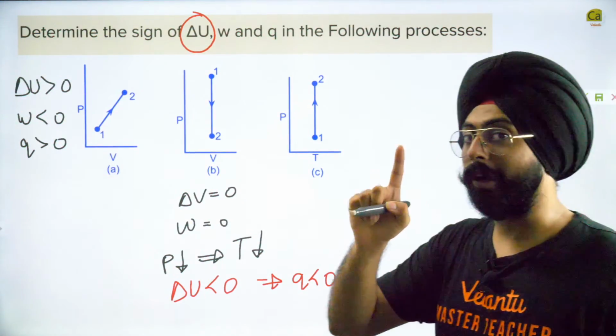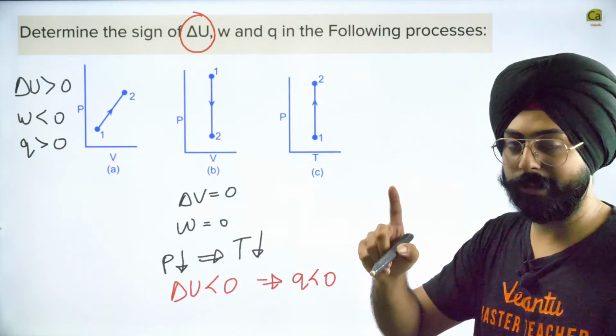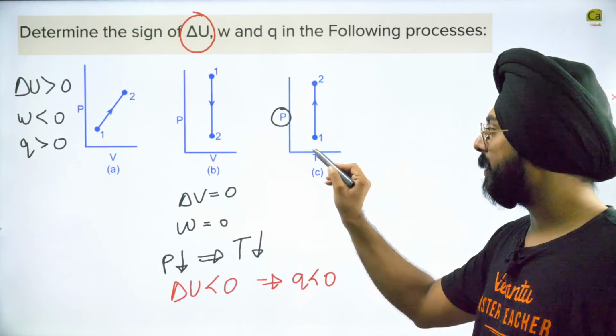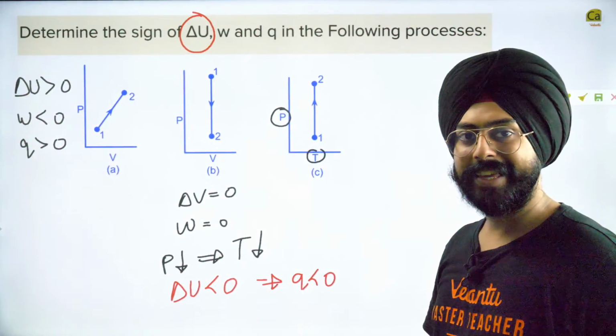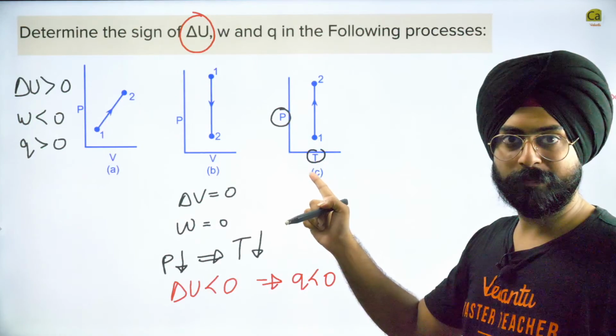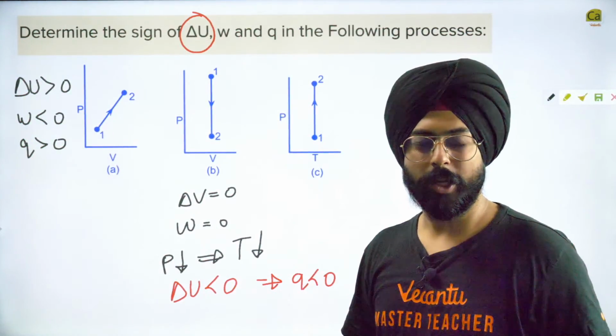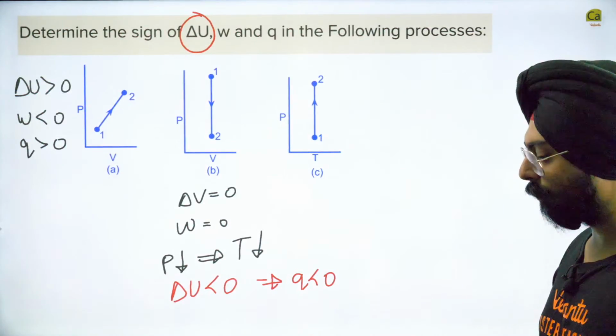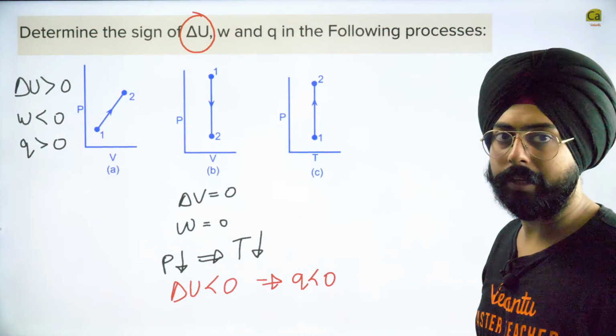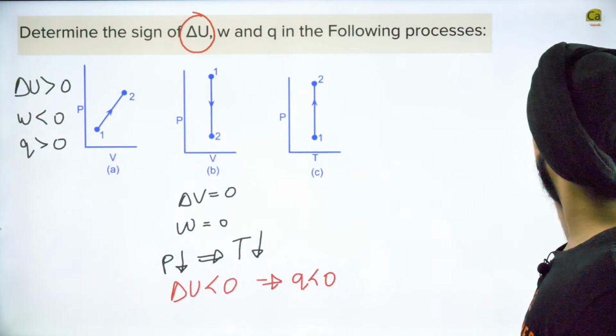Now in the third part, look very carefully. The graph that is given is a pressure versus temperature graph. Can you see it's a PT graph? It's not a PV graph anymore. It is a PT graph now. So what do we do with a PT graph? Very simple.